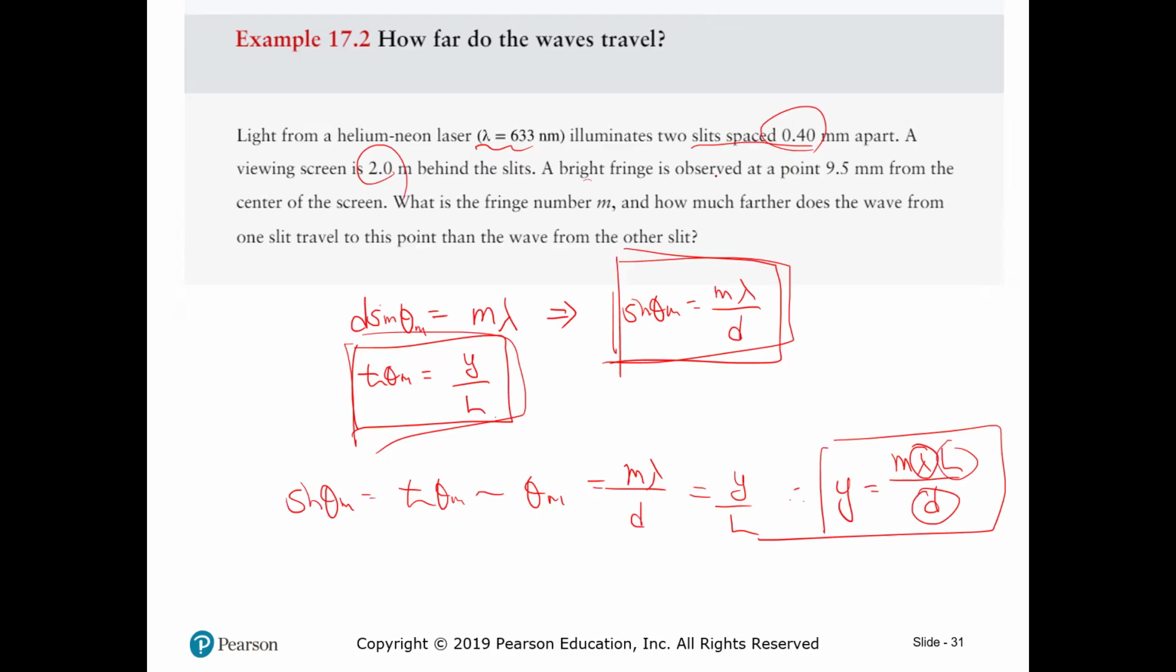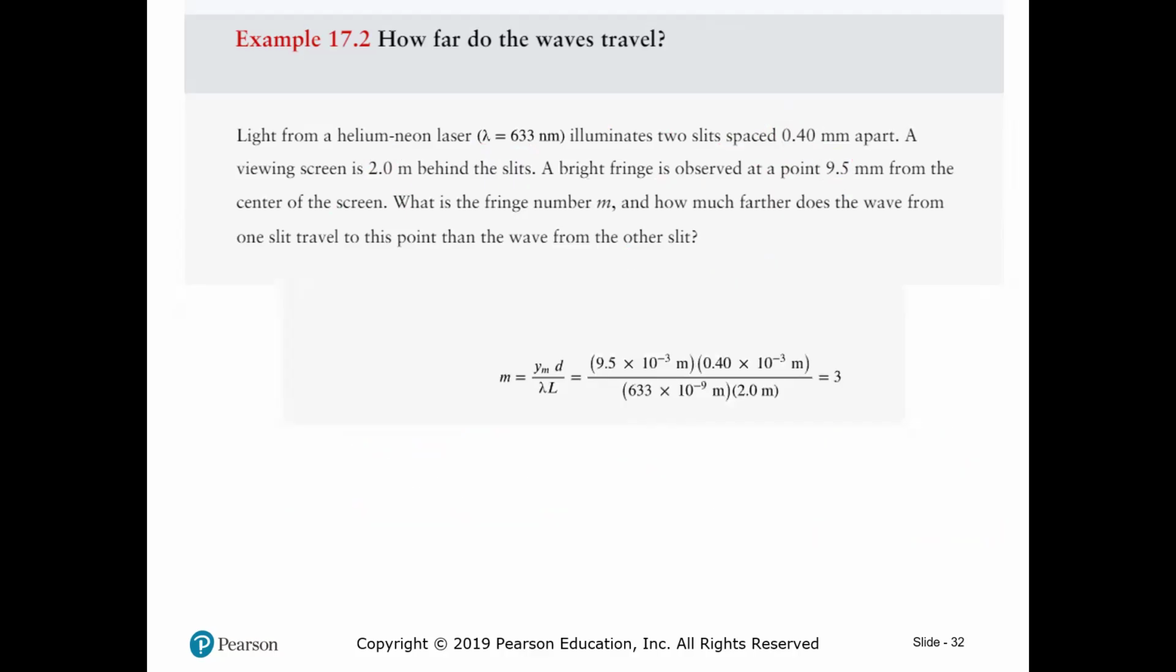A bright fringe is observed at 9.5 millimeter. So that means your y is 9.5 millimeter. Then asking for m. So that's a piece of cake, right? I believe everybody now can solve for m, right?